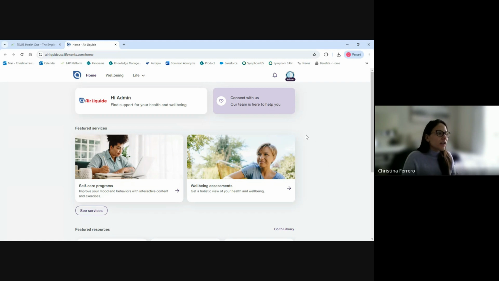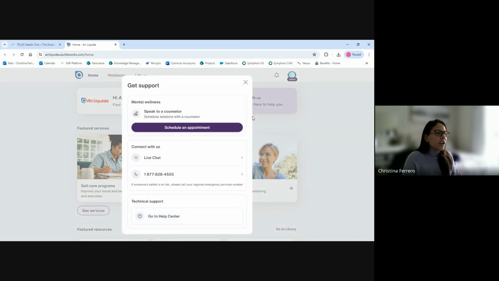So once you log in, you're going to see the welcome screen. It's going to say Air Liquide here, and it says find support for your health and well-being. The first thing you'll see is where it says connect with us. And this is the most important thing. You can speak to a counselor. And also what's great is you can schedule an appointment online.